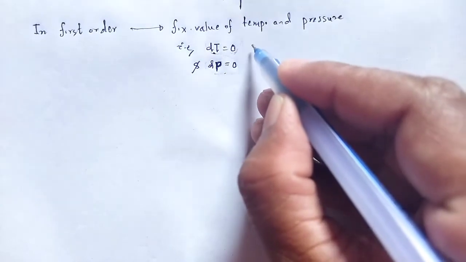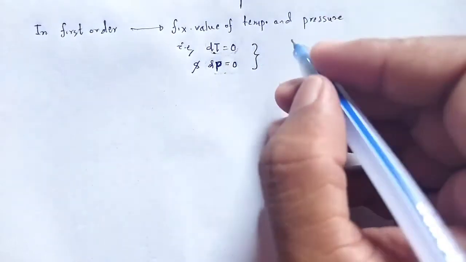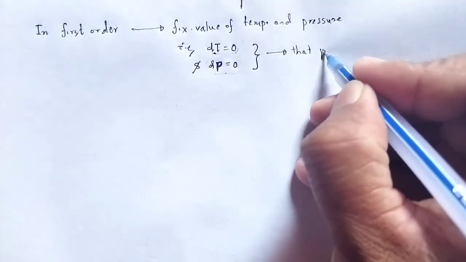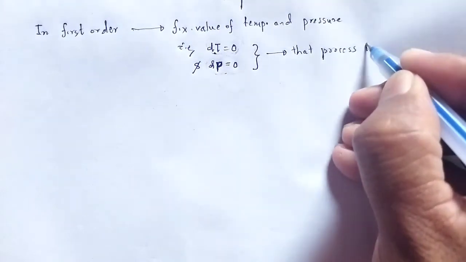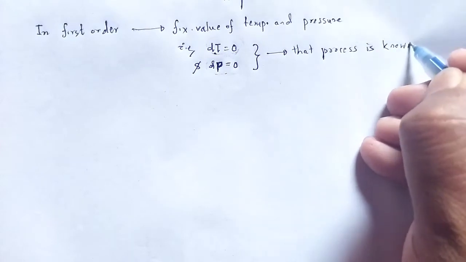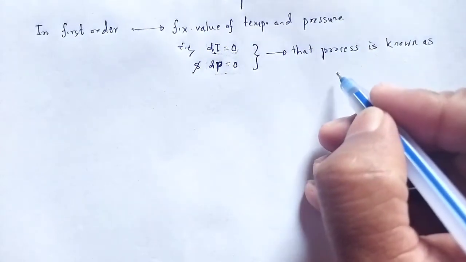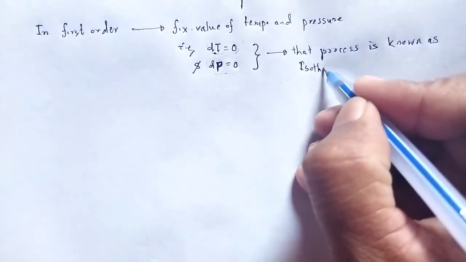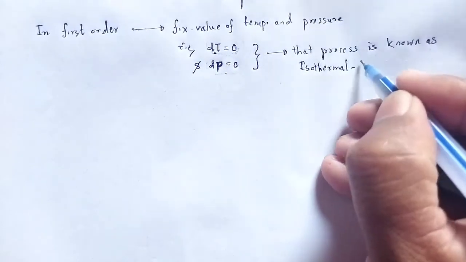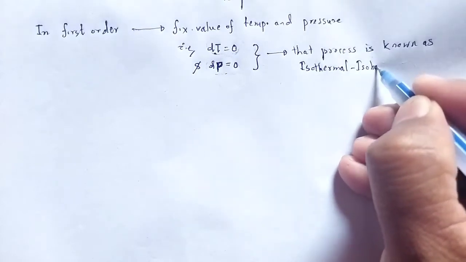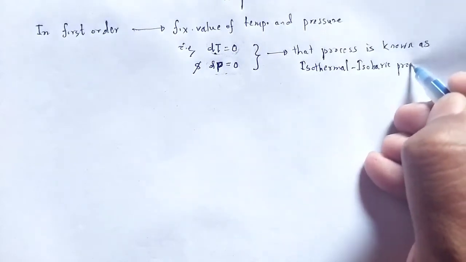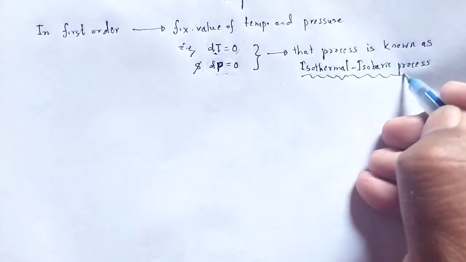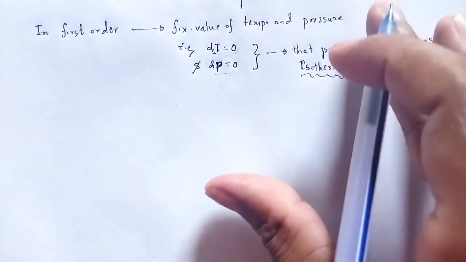So, combining these processes, that process is known as the isothermal isobaric process. Isothermal means temperature constant, isobaric in the sense pressure constant.